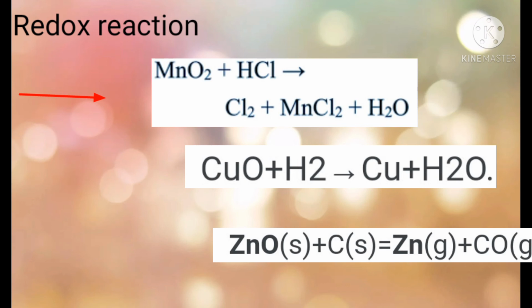In case of chlorine, hydrogen is missing. On the left it is HCl, on the right it is chlorine. Hydrogen is missing. So it is reduced. HCl is reduced to chlorine. This is another example of redox reaction.